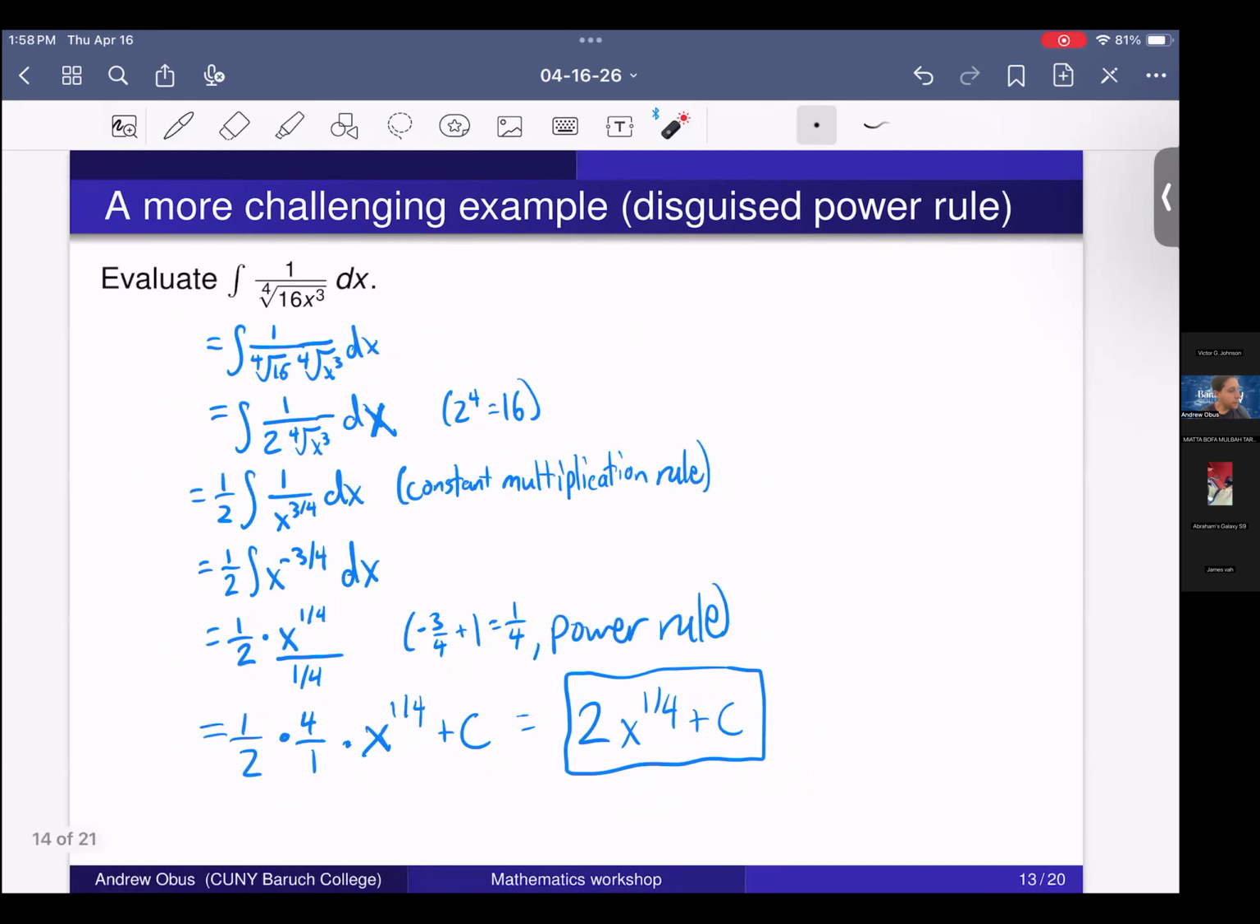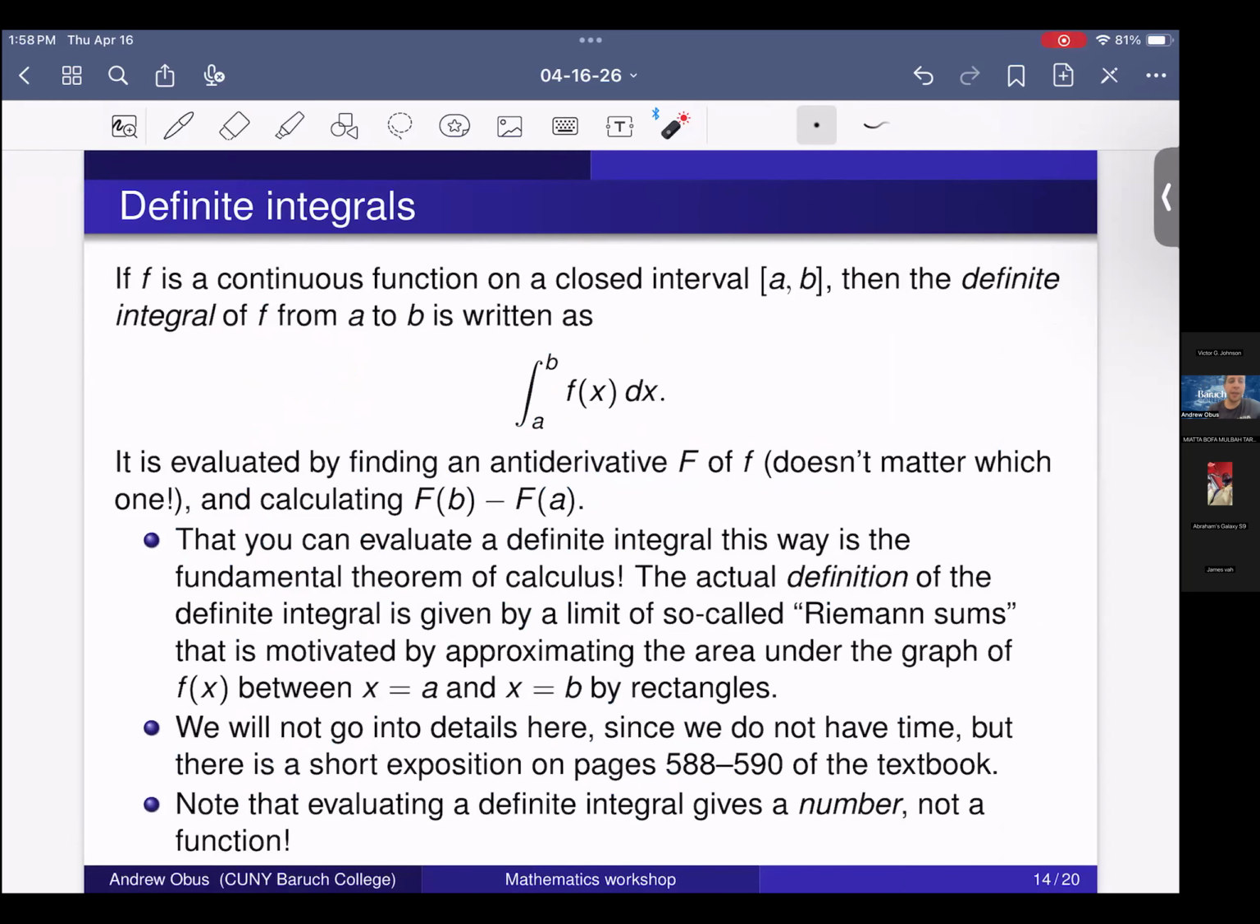Okay, let's move on. These were indefinite integrals. The real applications of integration always come with definite integrals, so let me define that. The book kind of starts off with this, but I think now we've built up to it where this definition makes sense. If f is a continuous function on a closed interval a to b, then the definite integral of f from a to b is written as the integral sign of f of x dx, with a little a at the bottom and a little b at the top.